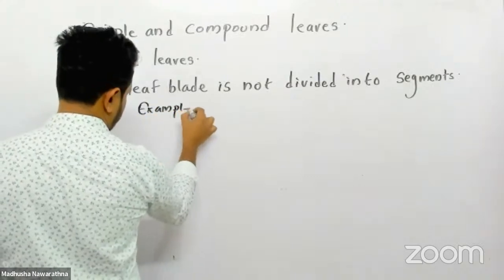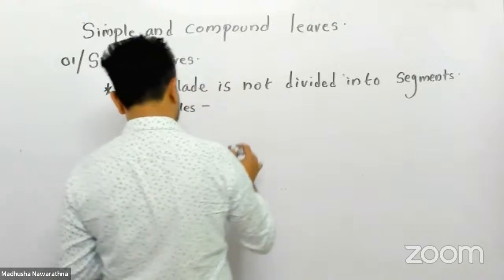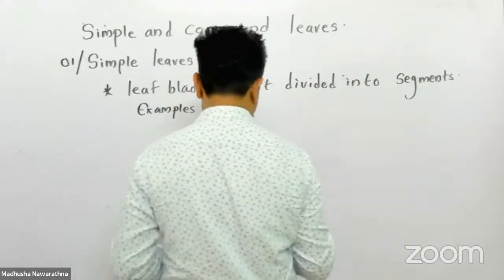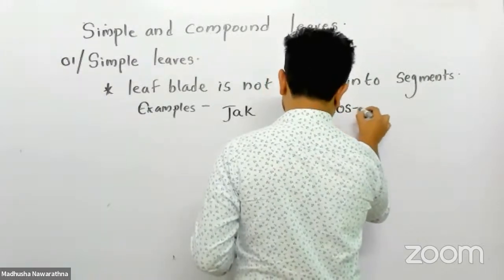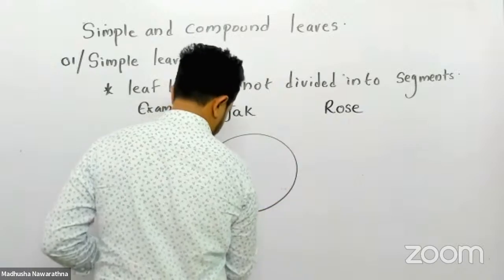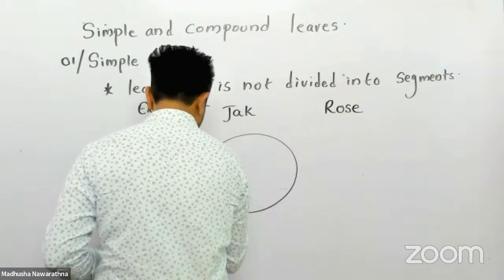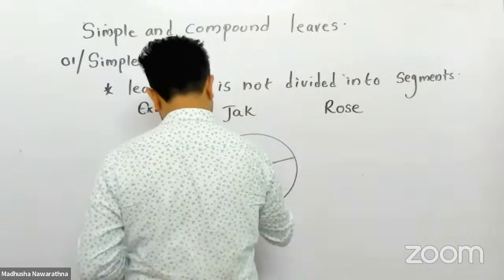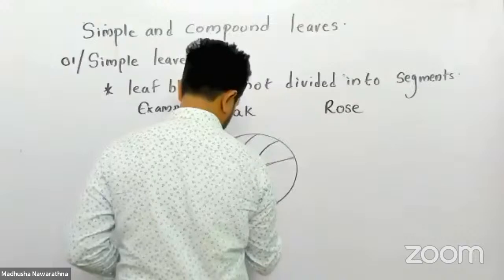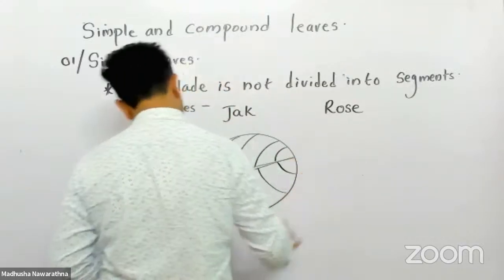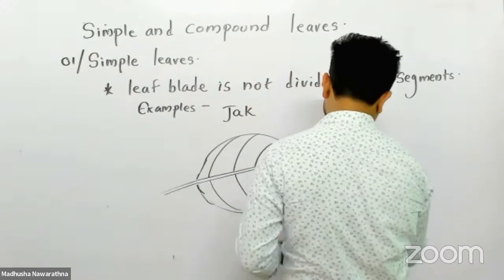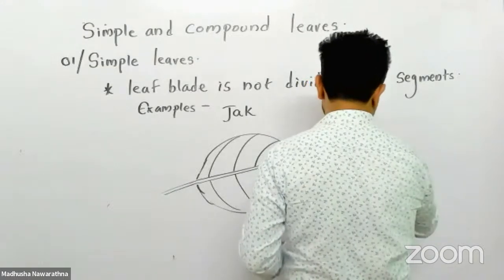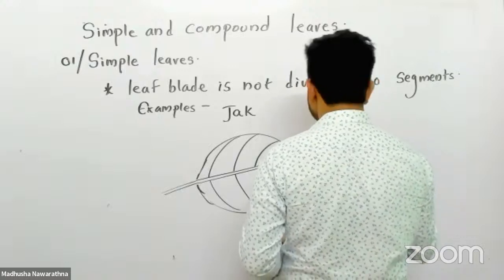Examples. You can write examples. Jack, rose, sugar, shoe flower, very good. Shoe flower. So what about jasmine, sir? Okay, jasmine.